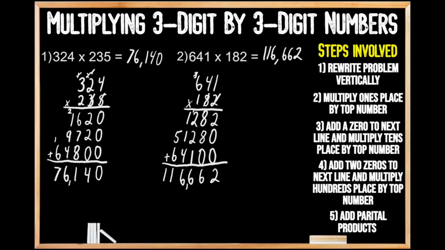So hopefully by now you understand the steps involved when multiplying a 3-digit number by a 3-digit number.